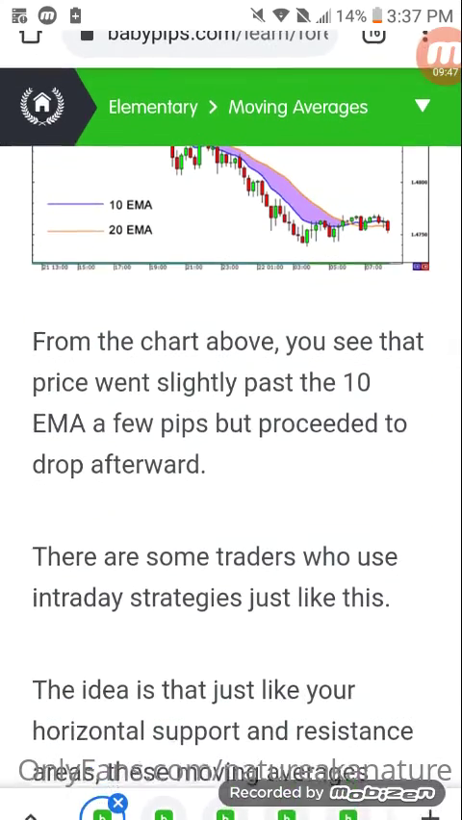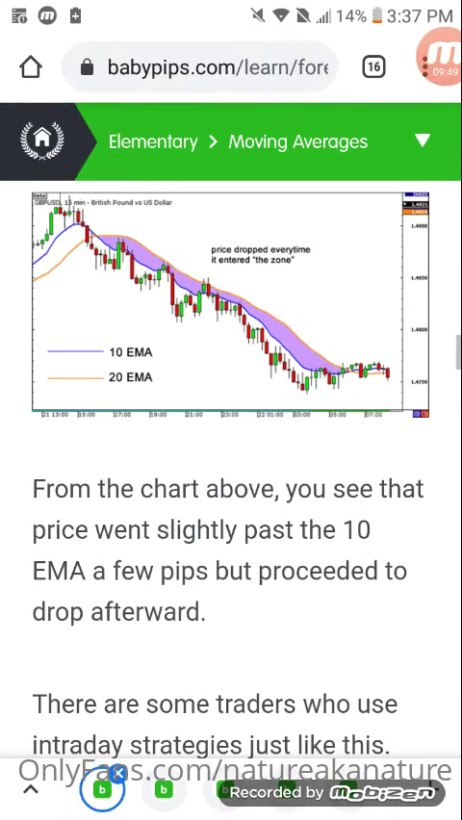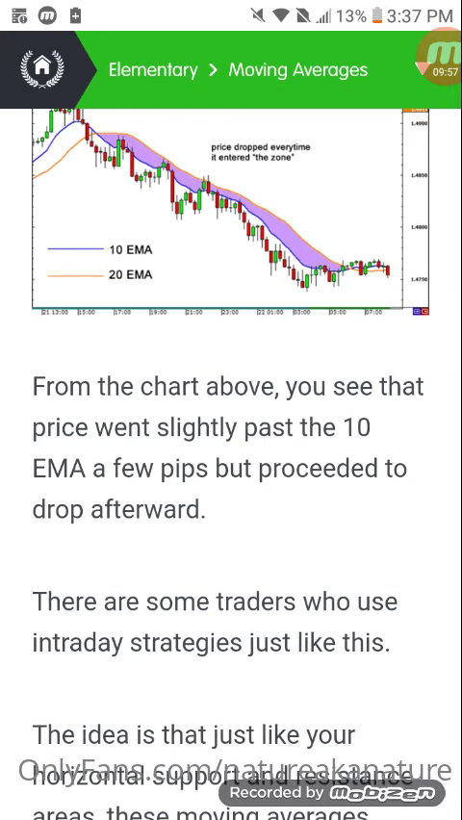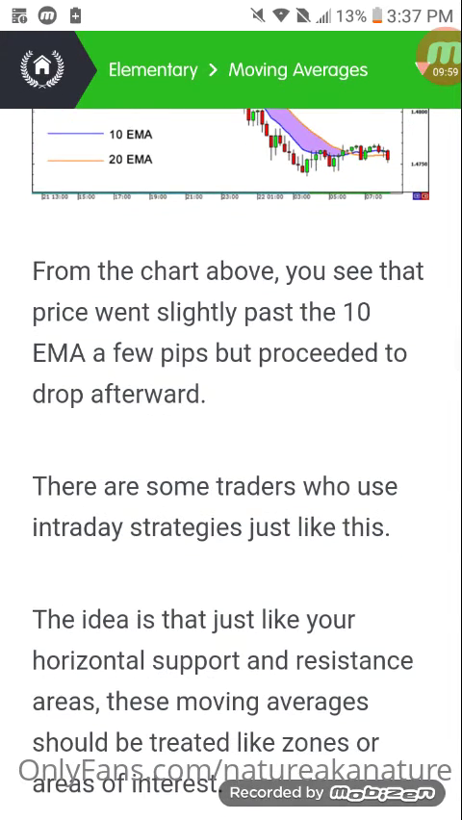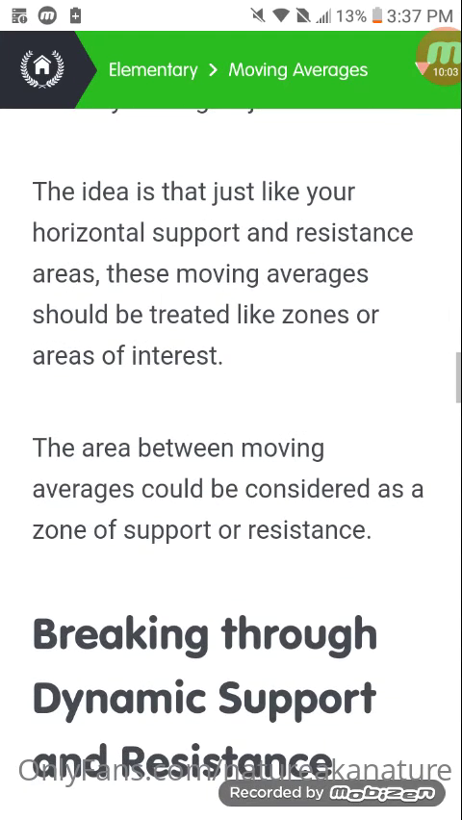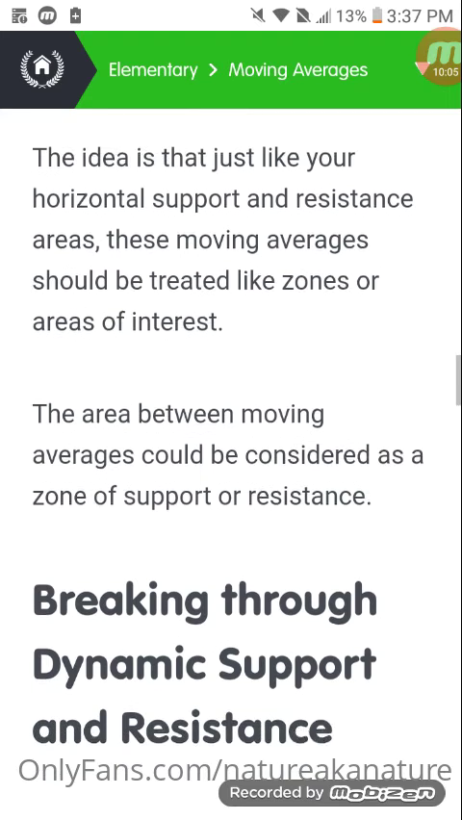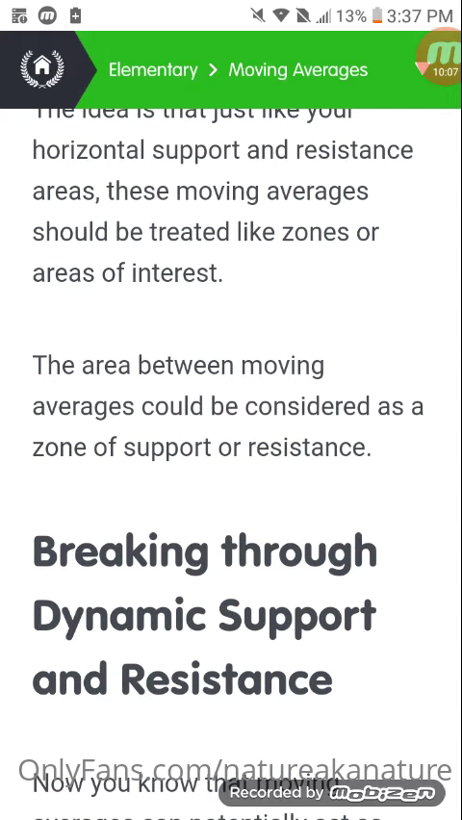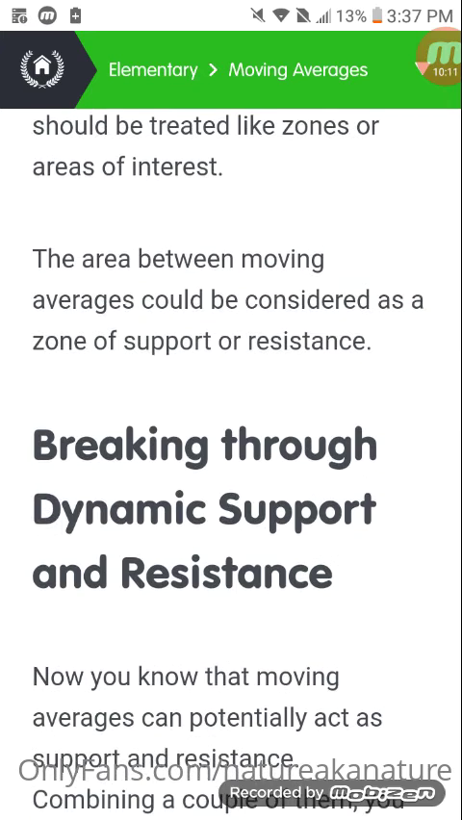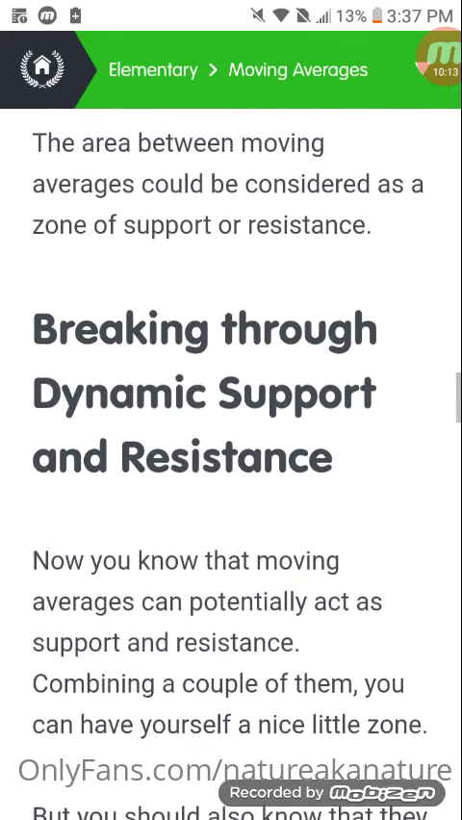So from the chart above, you can see that the price went slightly past the 10 EMA, a few pips, but proceeded to drop afterwards after the crossover. There are some traders who use intraday strategies just like this. The idea is that it's just like the horizontal support and resistance areas. These moving averages should be treated like zones of areas of interest. These areas between moving averages can be considered the zone of support or resistance.